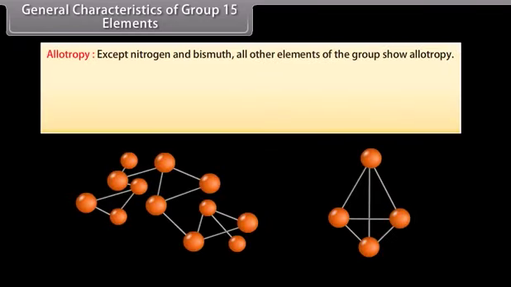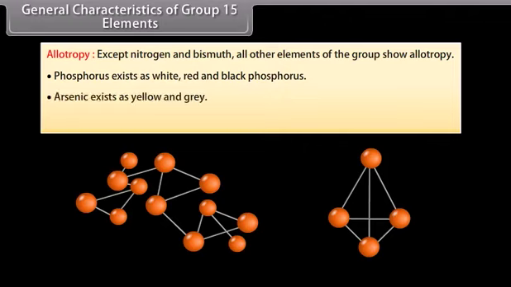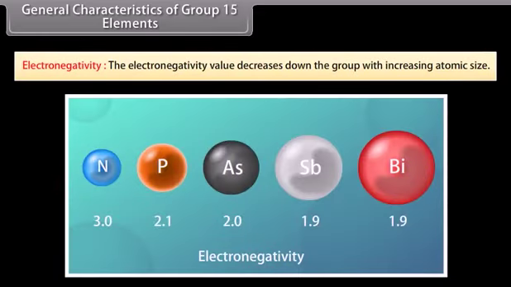Allotropy: except nitrogen and bismuth, all other elements of the group show allotropy. Phosphorus exists as white, red, and black phosphorus. Arsenic exists as yellow and grey. Antimony exists as yellow and grey. Electronegativity: the electronegativity value decreases down the group with increasing atomic size.